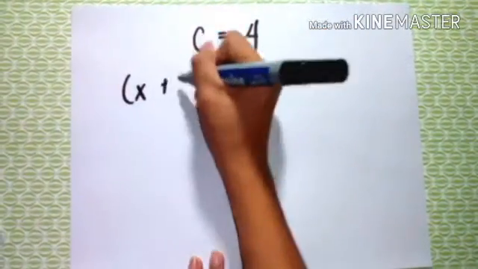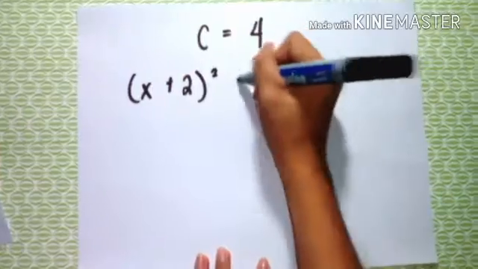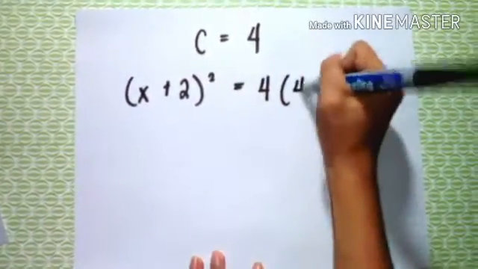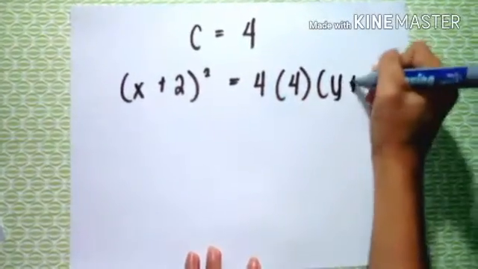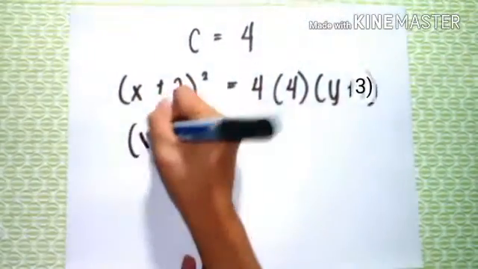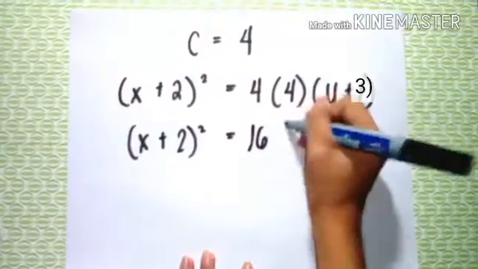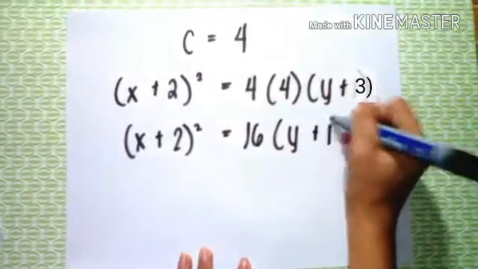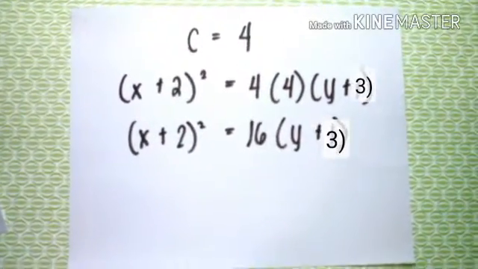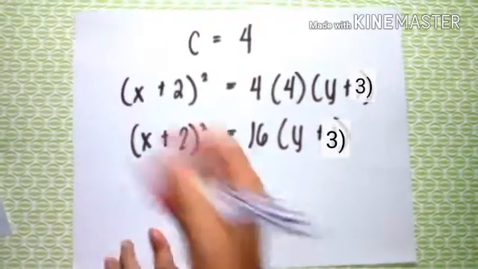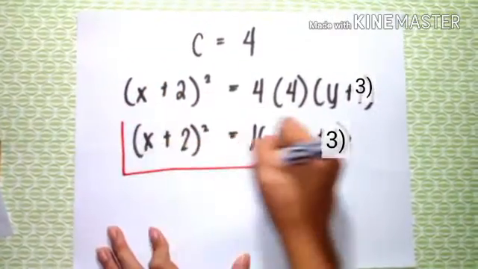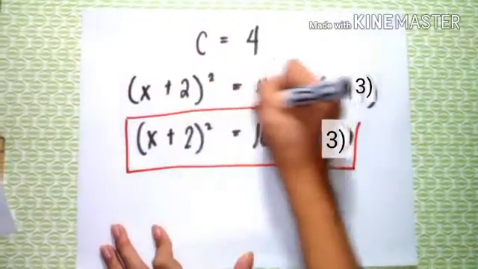After getting that, our final answer will be (x minus 2) squared is equal to 16 quantity of (y plus 3). Take note that c is just the focal length. We still need to multiply it by 4 to get the LR, or the latus rectum. We end up at 16 because we multiply 4 by 4 to get that answer.